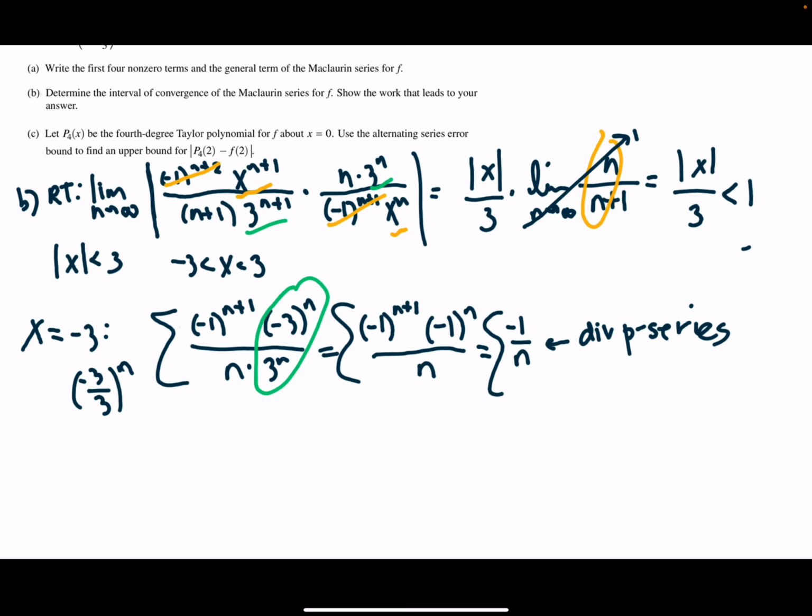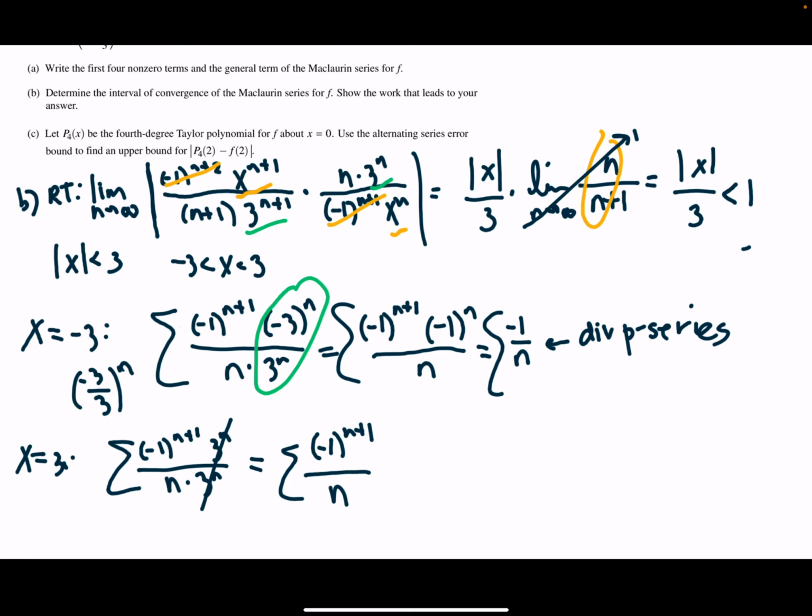I'm also going to check the convergence or divergence at x equals +3. If I throw a +3 in, I have the sum of (-1)^(n+1) times 3^n over n times 3^n. Now this is a clean break. These divide out, and I end up with (-1)^(n+1) over n. If I don't recognize this as an alternating series, I can plug in different values of n again and see that it alternates between positive, negative, positive, negative.